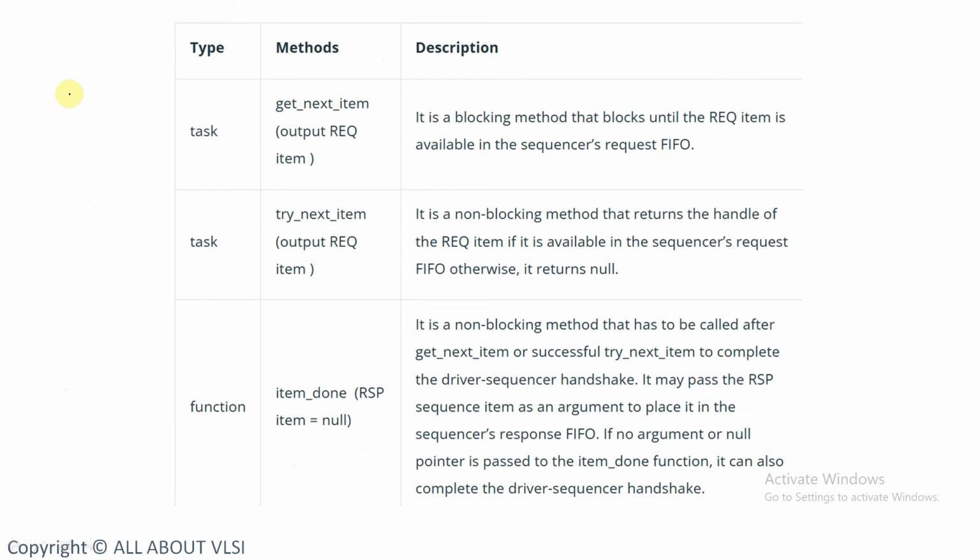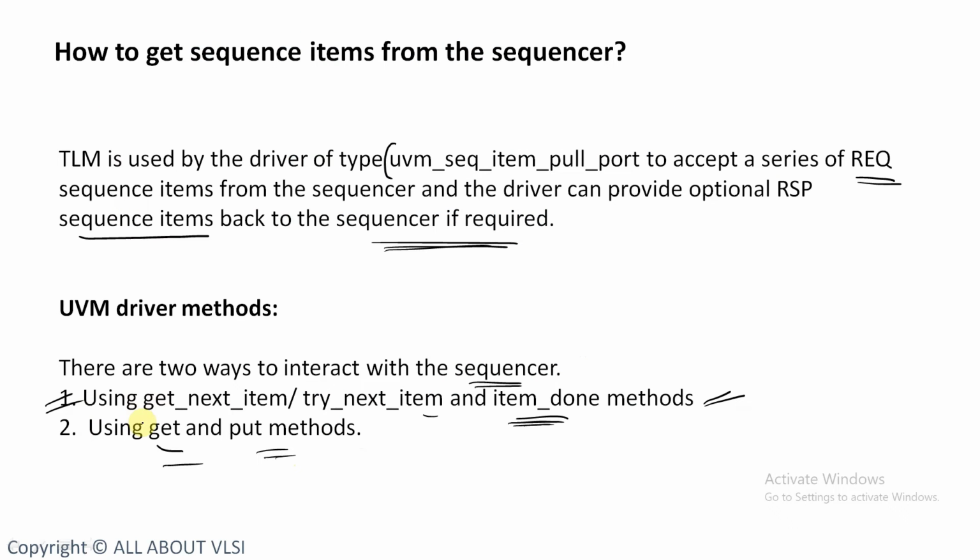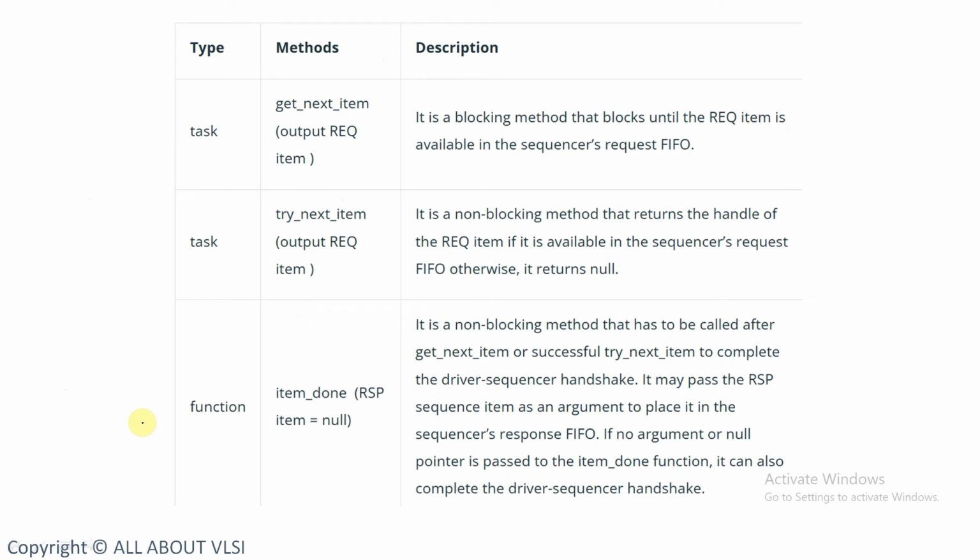First of all, let us see the first type of methods, which is get_next_item or try_next_item and item_done. Get_next_item is a task. Why are we using a task? Because it is going to have some delay. It has an argument of REQ item. It is a blocking method that blocks until the REQ item is available in the sequence's request FIFO.